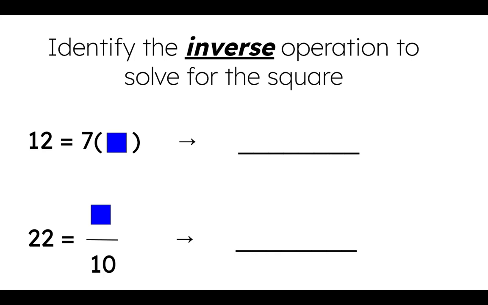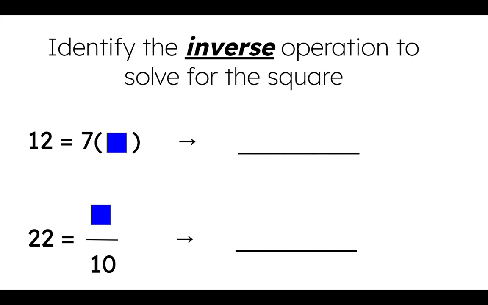Looking at this with our box, don't solve it. What is the inverse operation? Just identify it. 12 equals 7 times box. Remember, parentheses attached to it means multiplication. So if it's multiplication, my brain should be going, oh, I need to be doing the inverse, which is division. 22 equals box divided by 10. Same idea. Remember, that's a division symbol. Or you could have the regular division symbol, but I use this one because it's not as obvious in our brains. So if it's box over 10 or divided by 10, my brain should be thinking my inverse is multiplication.